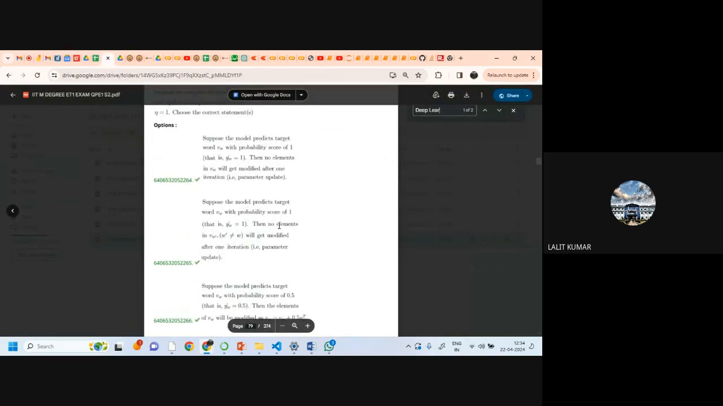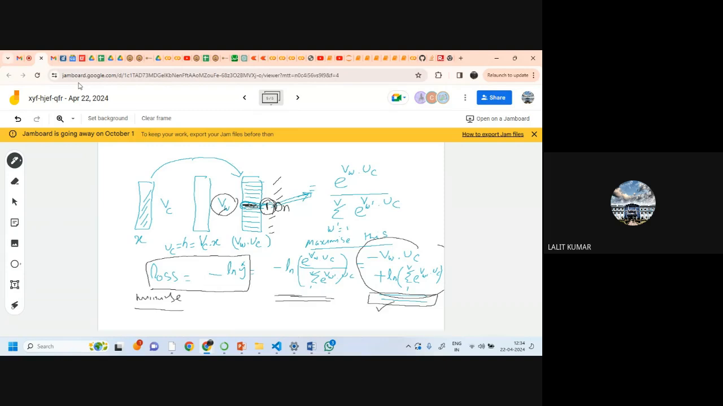Second, suppose the model predicts target word VW with probability score of 1, that is y hat W is equal to 1, then no elements in VW hat will get modified after one iteration. That is also true. Once it becomes 1, we will just stop, we will not update this. That is the best situation, that we want 1 and it has come to 1. Sorry, my laptop hung.